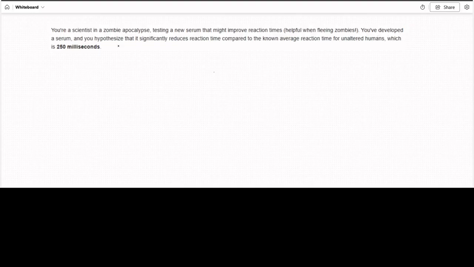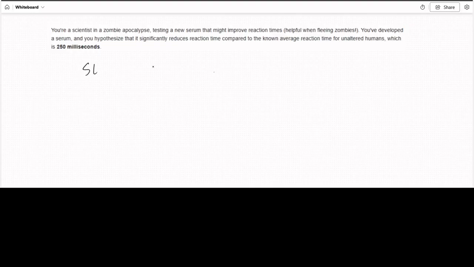You've developed a serum, and you hypothesize that it significantly reduces reaction time compared to the known average reaction time of unaltered humans, which is about 250 milliseconds. Okay, apparently zombie apocalypse is the only way you can get science funded, but I will leave that at the door today. We will follow all the steps we discussed in the notes. We'll go through step by step, and we can try to prove some really interesting stuff.